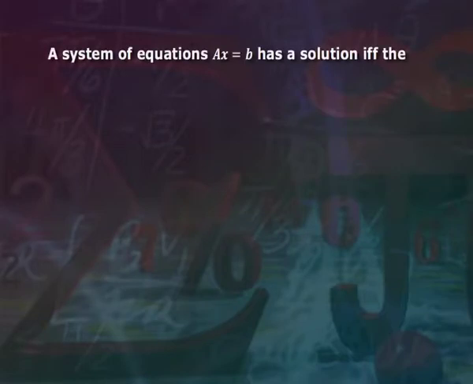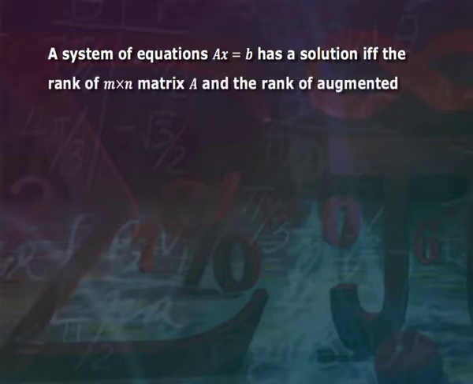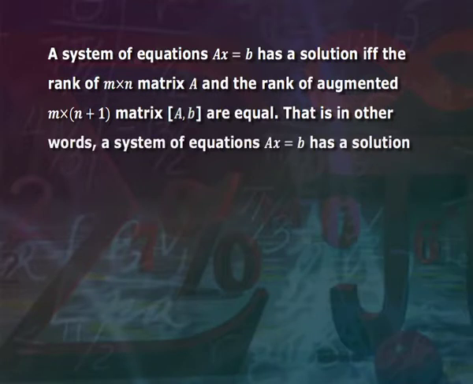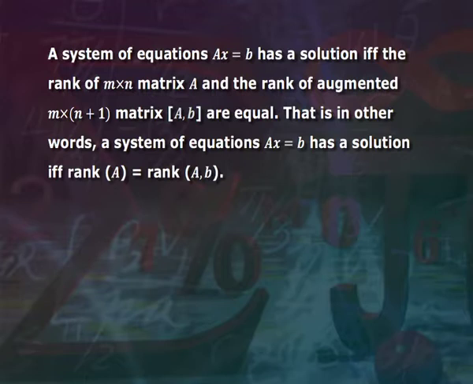We also wish to inform you of a nice result, which says that a system of equations Ax = b has a solution if and only if the rank of the m by n matrix A and the rank of the augmented m by n plus 1 matrix (A, b) are equal. In other words, the system Ax = b has a solution if and only if rank of A is equal to rank of (A, b).